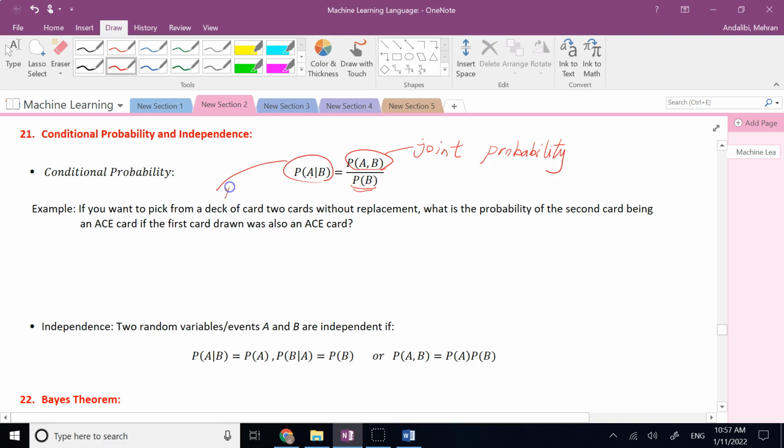Okay, so this is called P of A given B, or the chance of A happening given that B has already happened. We call it the conditional probability of A based on B, or conditioned on B. Now, what's the difference between conditional probability, joint probability, or anything like that?